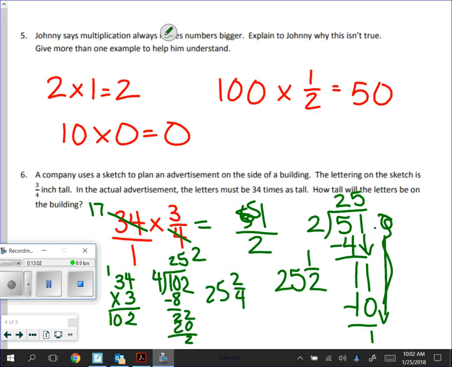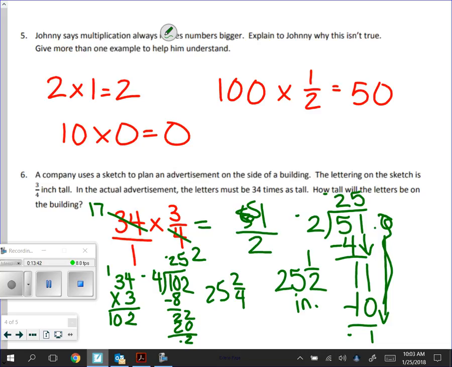Okay. So this is your whole number. This is your numerator. Because you have that improper fraction. So we go from an improper fraction to a mixed number. It's whole number, numerator, denominator. So whole number, numerator, denominator, and then yours just has to be simplified. So 25 and 1/2 inches tall.